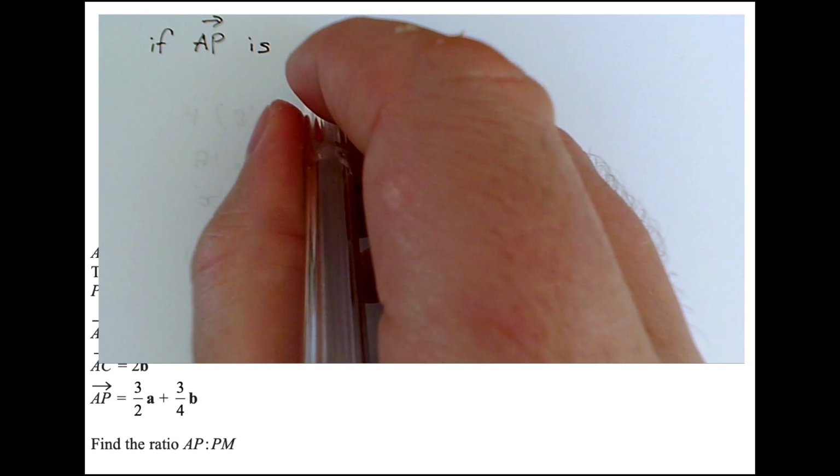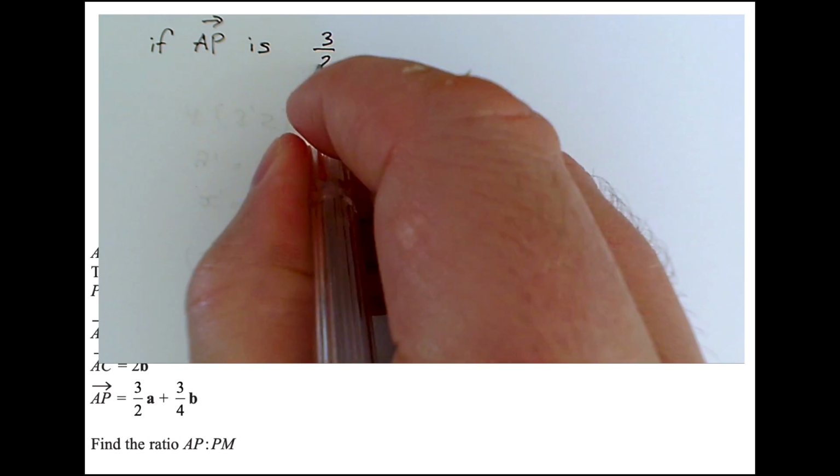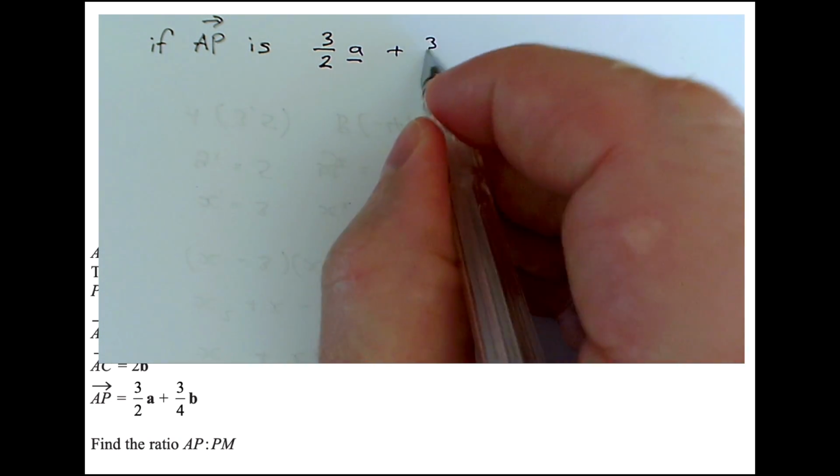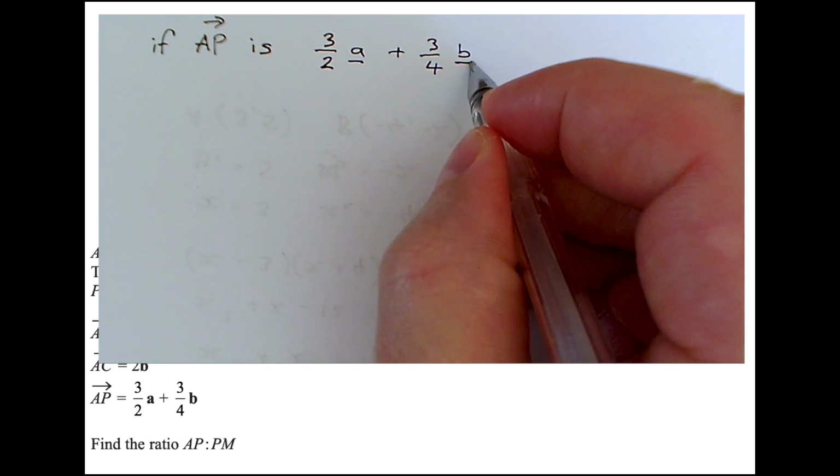Okay, so we've got a vectors question here. Usually these are quite hard, aren't they? And they come at the end of the paper. What I'm going to do is describe how to get from A to M in two different ways.